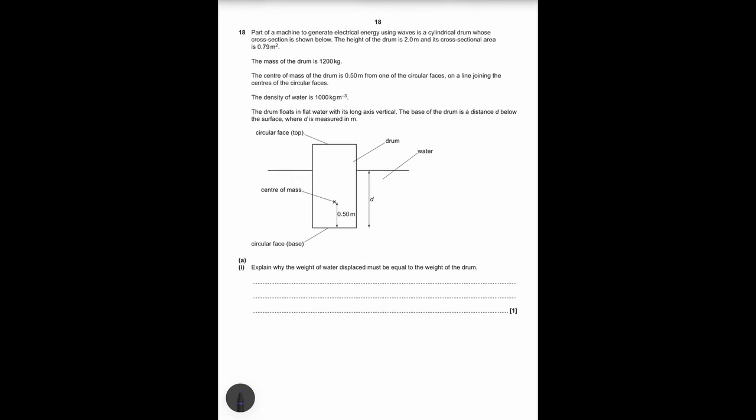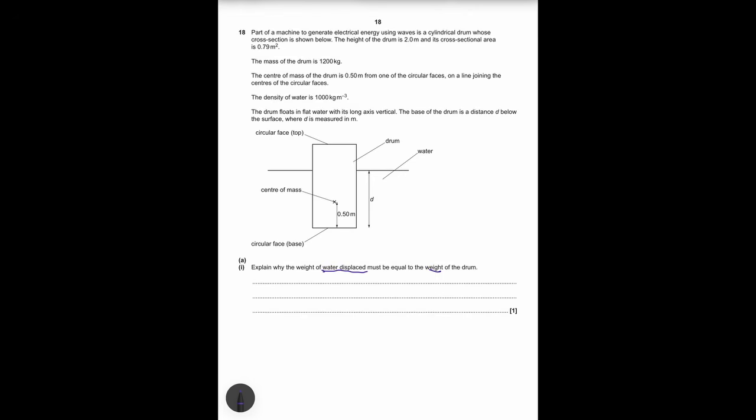Okay, so I've got a whole lot of information for the next question. I'm sure that you've read it and checked the conversions and all that kind of standard stuff. So let's just go straight on to the question that's saying, explain why the weight of the water displaced must be equal to the weight of the drum. Well, firstly, when I'm seeing stuff like water displaced, weight, whatever, this is quite clearly telling me it's Archimedes. It's obviously a question of Archimedes' principle.